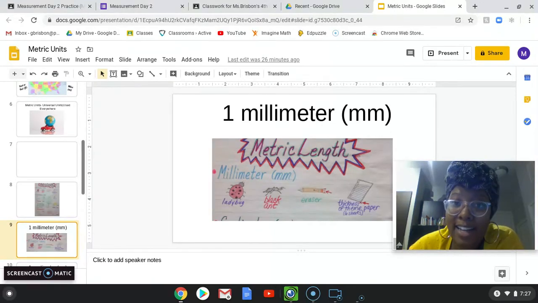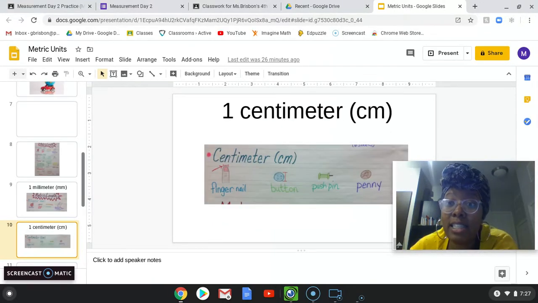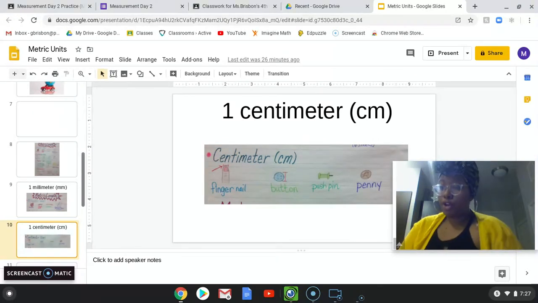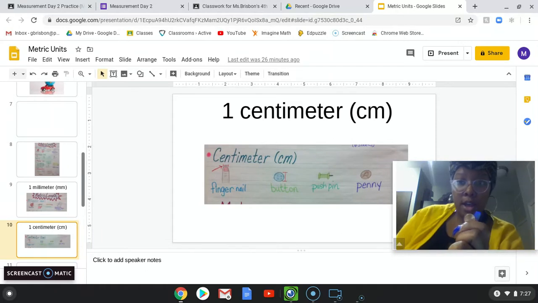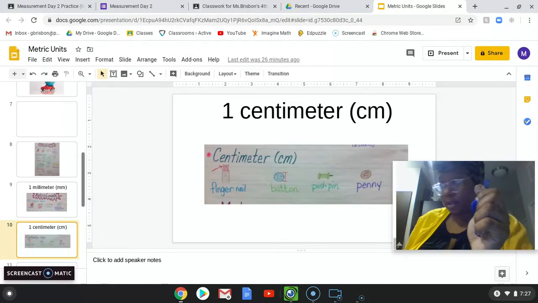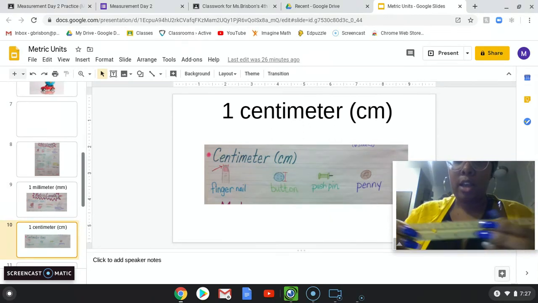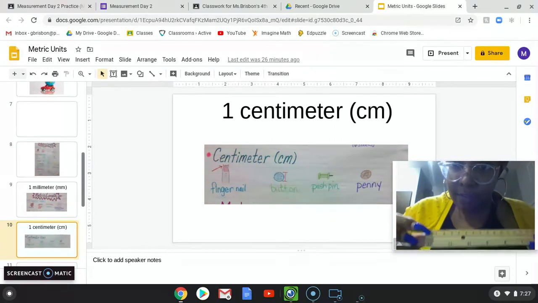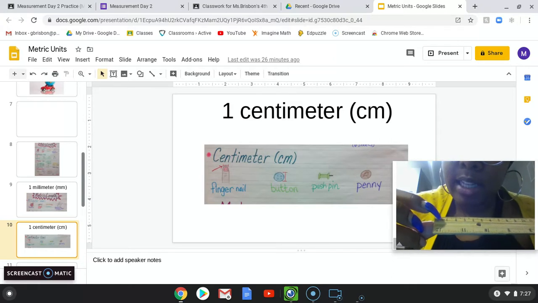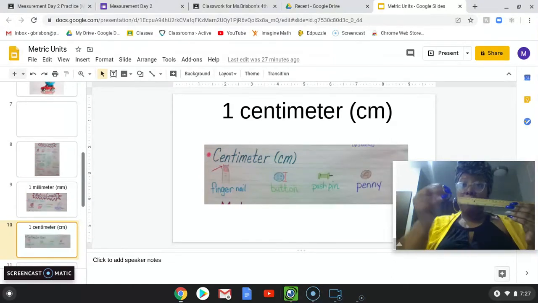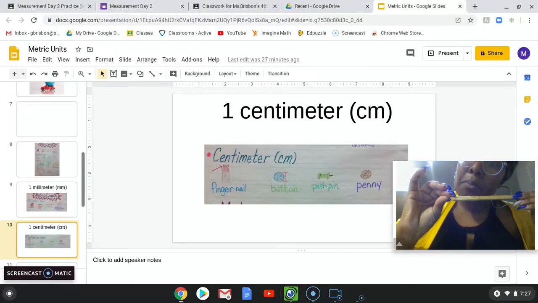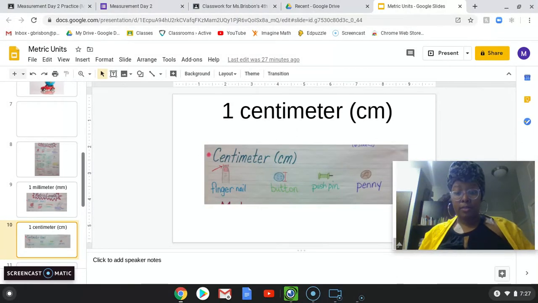Next, we have a centimeter. A centimeter is a little bit bigger. You can think about a centimeter as about the size of a penny. If you have a ruler, you can see what a centimeter looks like. If I go from 0 to 1, that's the size of a centimeter. If I put my penny up, that's about the width of a penny, okay?